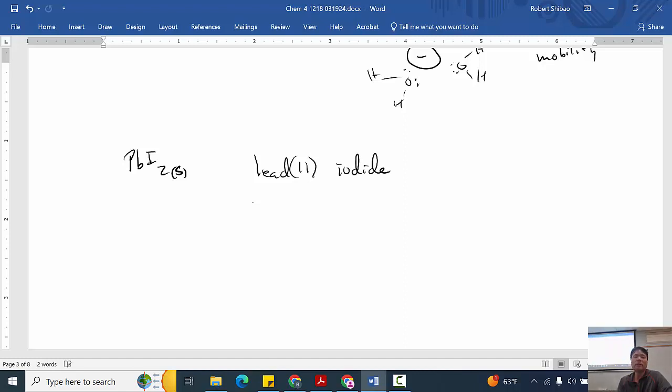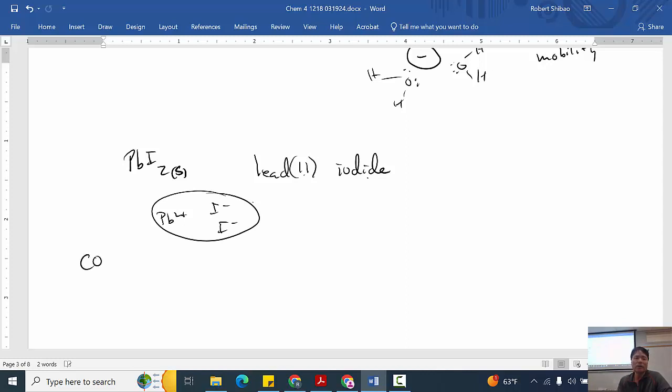And the reason is because with ionic compounds, we can figure out the ratio. If it's a lead 2 ion, then we're going to need 2 iodides in order to balance out the charge here. And so the ratio can be determined by the charges on the ions. Therefore, we don't need the prefix.